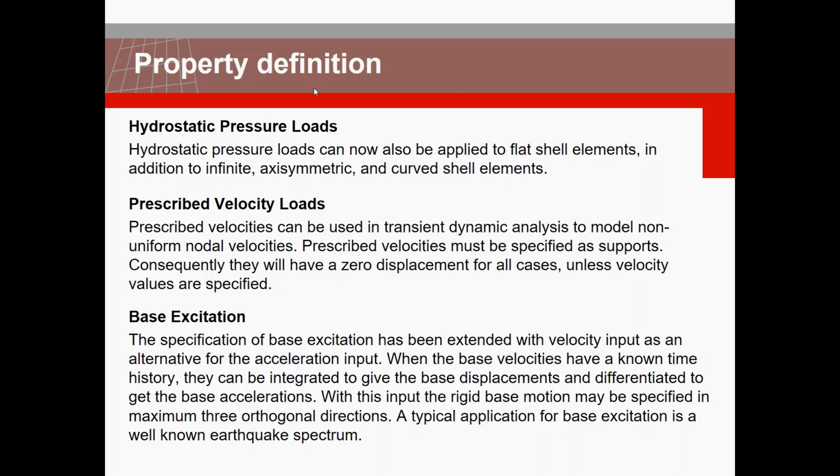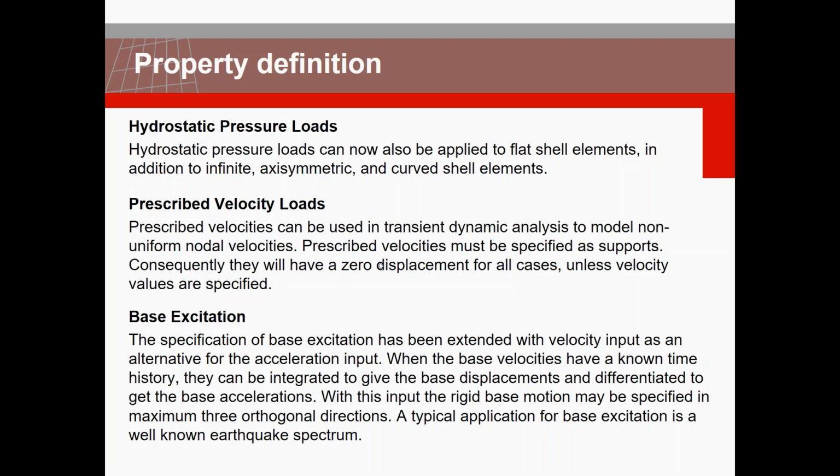One of the new developments or extensions is the introduction of the hydrostatic pressure load, and now you can assign that to the flat shell in conjunction with the infinite axisymmetric and curved shell. A prescribed velocity load can be introduced into the model when you're doing a transient dynamic analysis. You need to support the nodes or constrain the degrees of freedom of the certain nodes so that these velocity loads get imposed. If this velocity load is not active, then this constraint of the DOF will take place. Therefore, you will have a zero displacement.